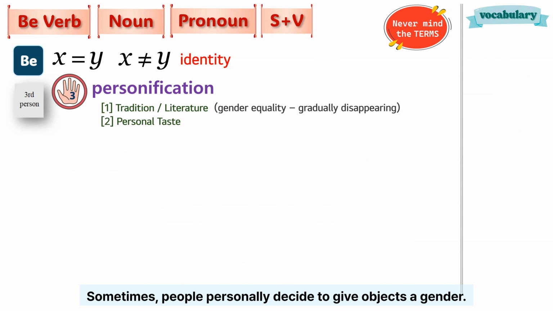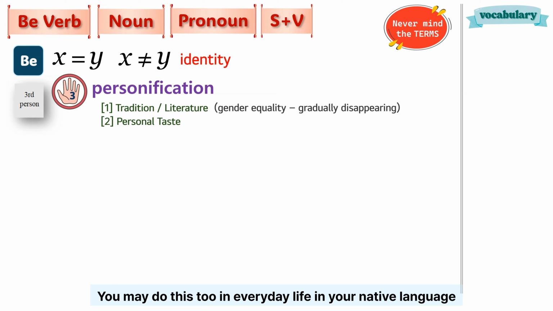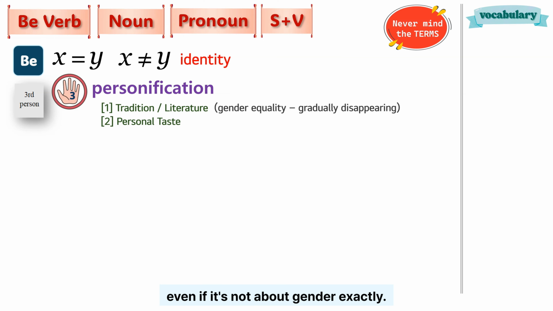Sometimes people personally decide to give objects a gender. This is not a grammar rule, but just a way to show personal feelings or thoughts. You may do this too in everyday life in your native language, even if it's not about gender exactly.